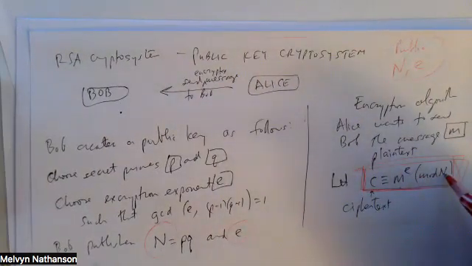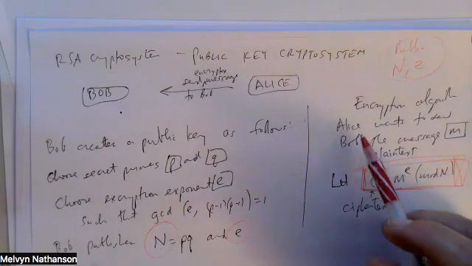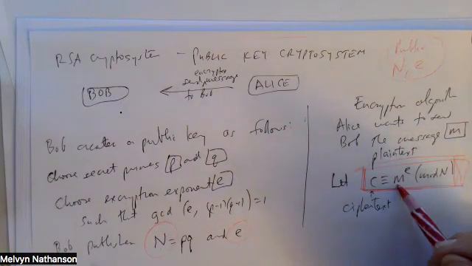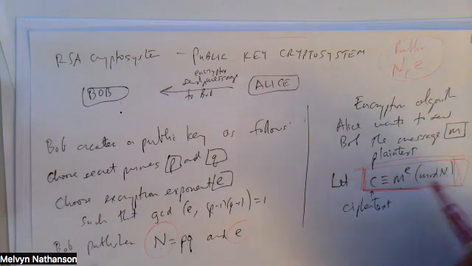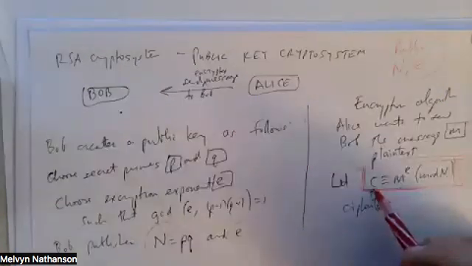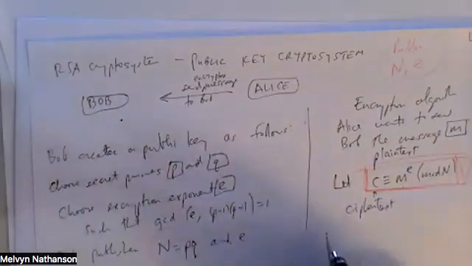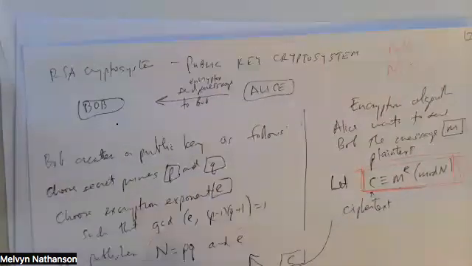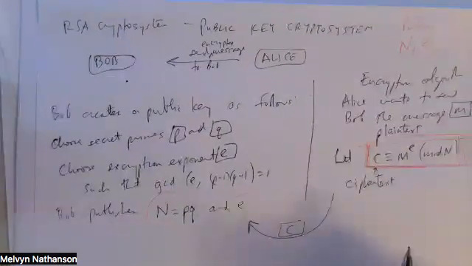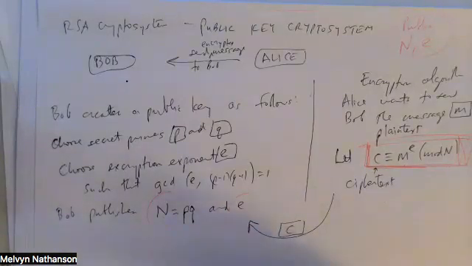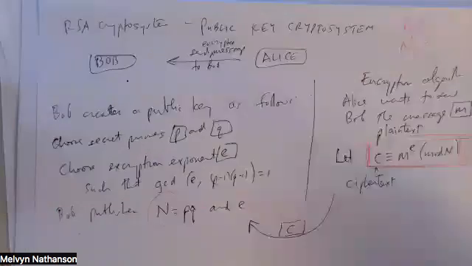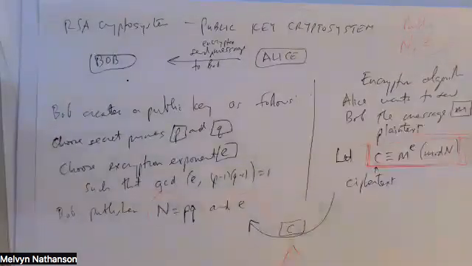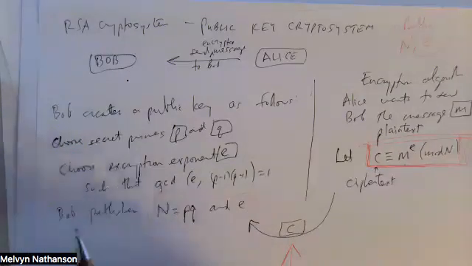Everyone knows E, everyone knows N. The message Alice wants to send is M. She takes M, raises it to the power E mod N and reduces it mod N, and she gets a number C. And what she sends to Bob is this number C. That's the ciphertext. And Eve, who is eavesdropping, can intercept the number C, right? Well, how does Bob decipher C? What does Bob do?